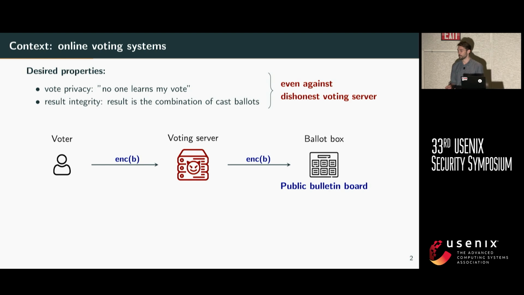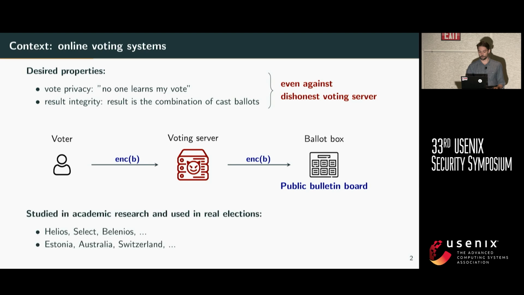This is done in many e-voting systems by letting the voter encrypt their ballots and publishing those ballots on a public append-only database called the bulletin board. This is a simplified overview, but it's enough for our purpose. I also want to point out that e-voting systems are not only an academic research topic, but also used in the real world by organizations and also governments.